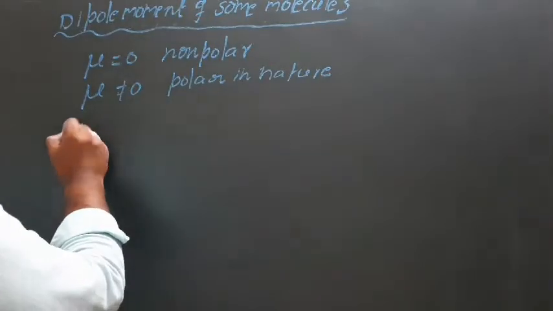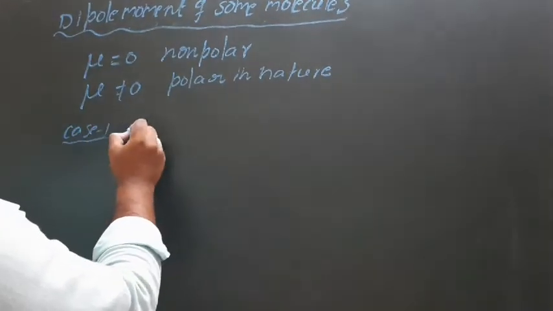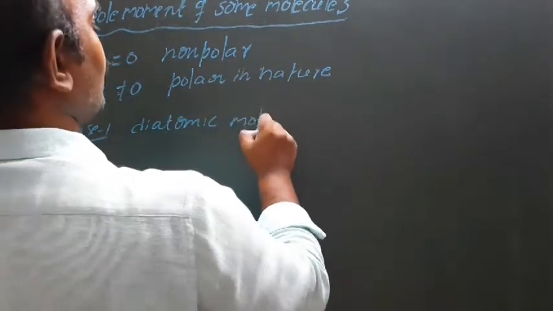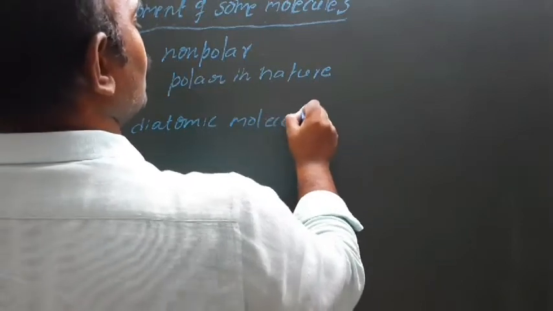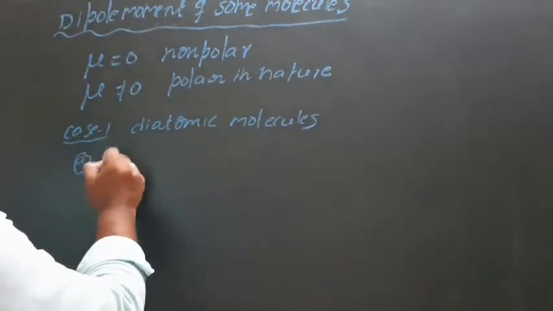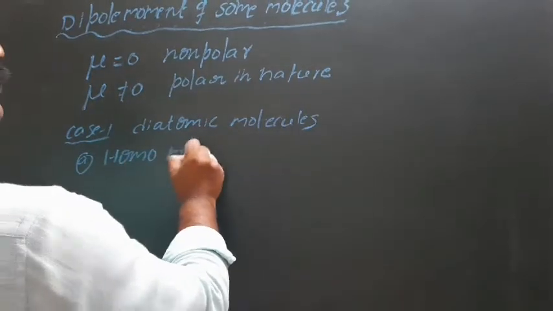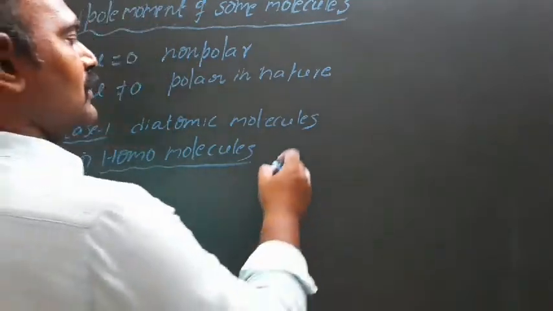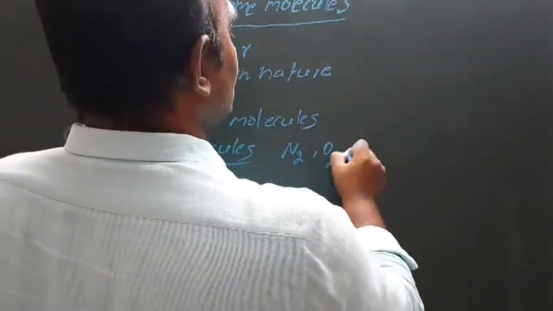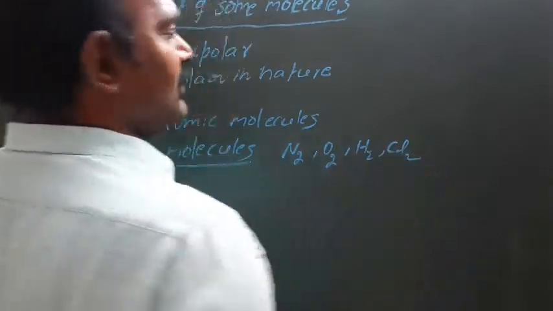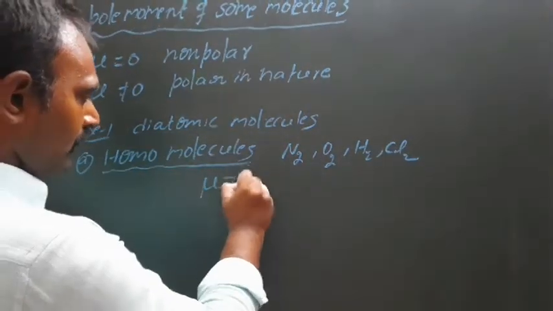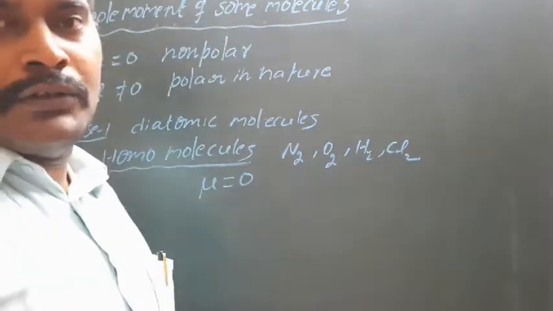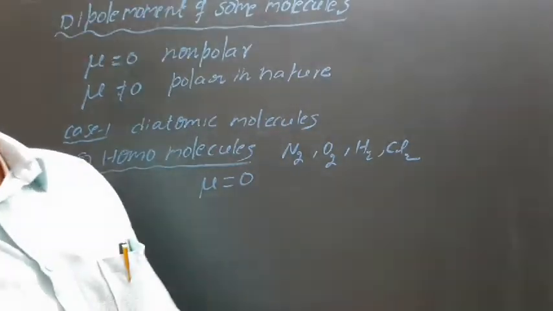Now, first we are taking case 1, diatomic molecules. In this, again I am taking the homo molecules. What are homo molecules? Molecules made up of the same atom. Suppose nitrogen, oxygen, hydrogen, chlorine, like this. In all these cases, dipole moment is always equal to 0 because of similar atoms. The net resultant dipole moment is always equal to 0.